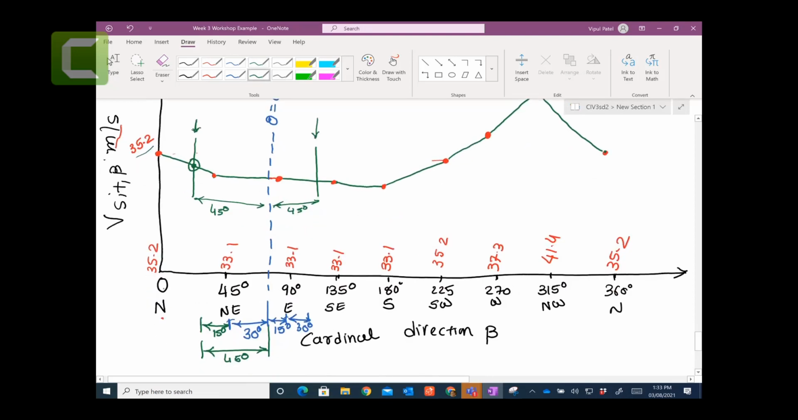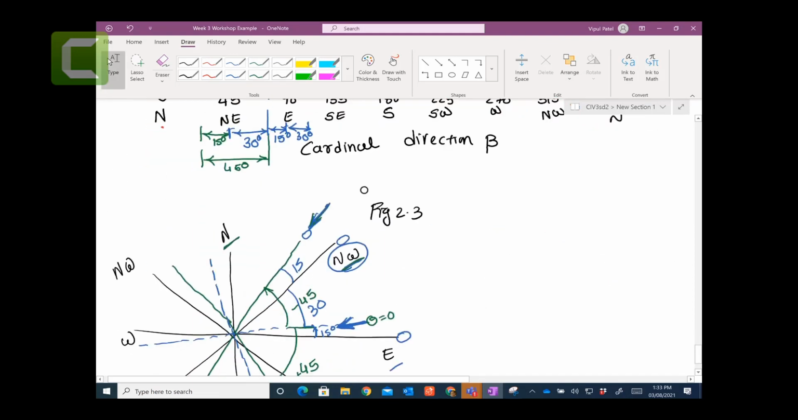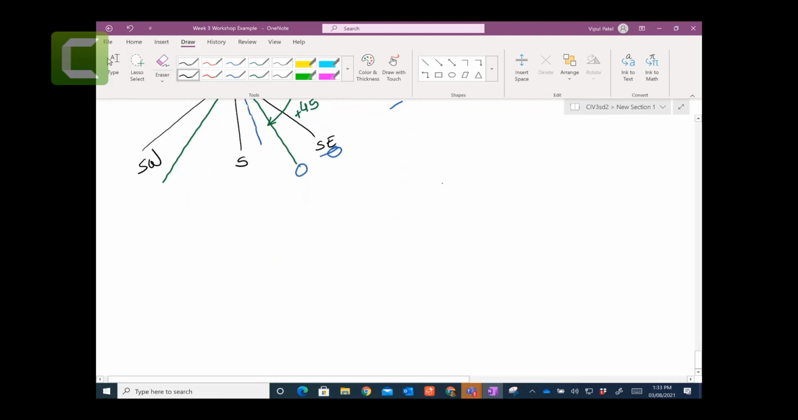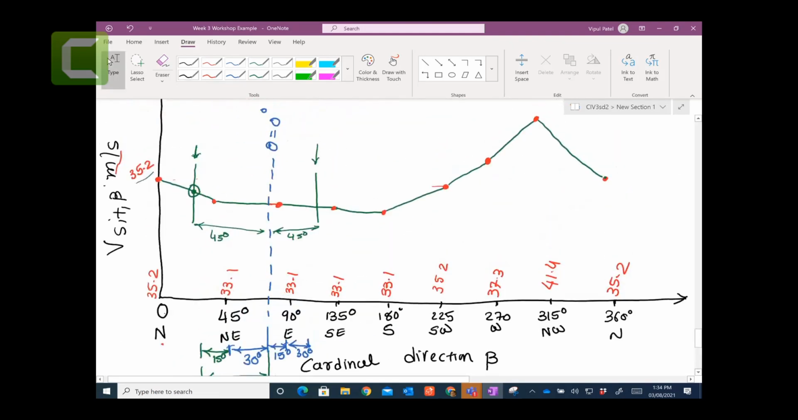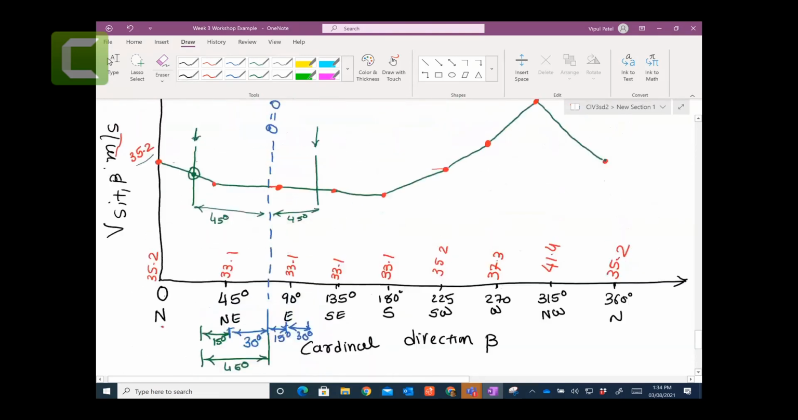So when you have theta equal to 0, you have 35.2. Let me write it down. When you have a 0 beta value, you have side wind speed of 35.2. You understand that, right? I just copy that 35.2 meter per second. So when I have 0, I have velocity 35.2.